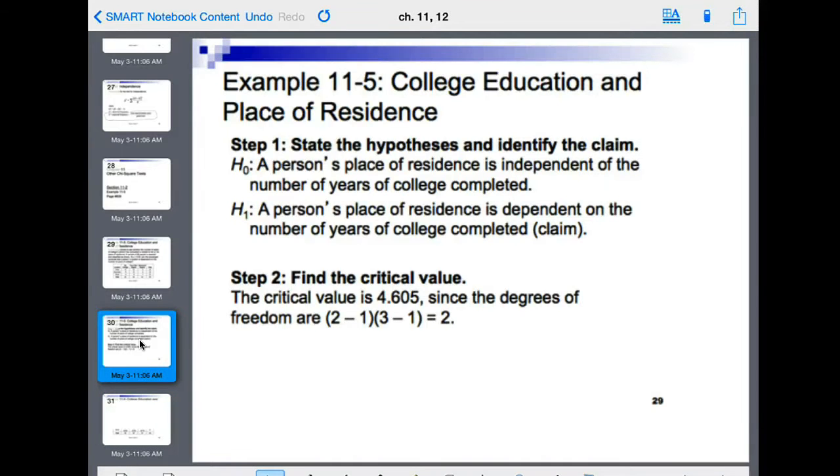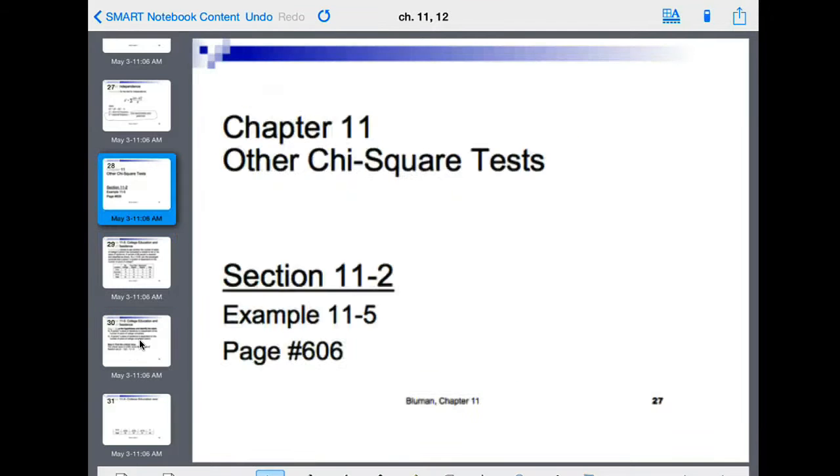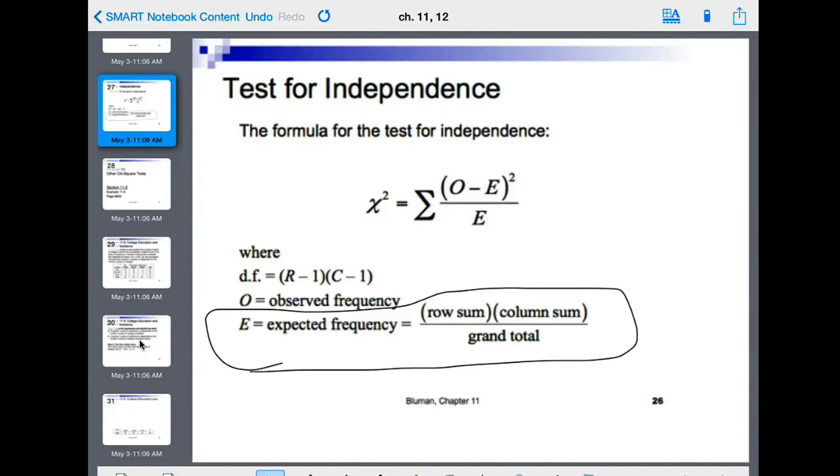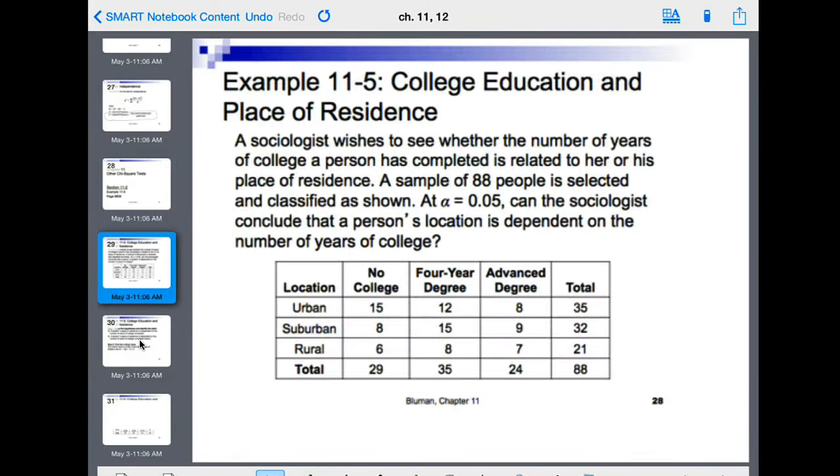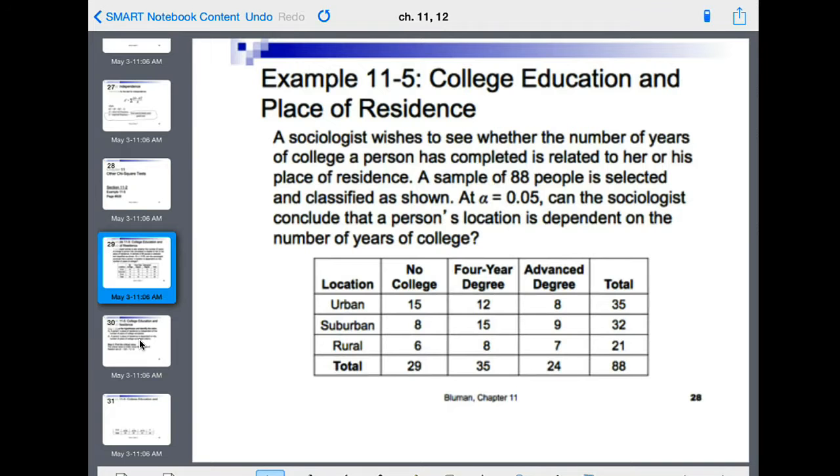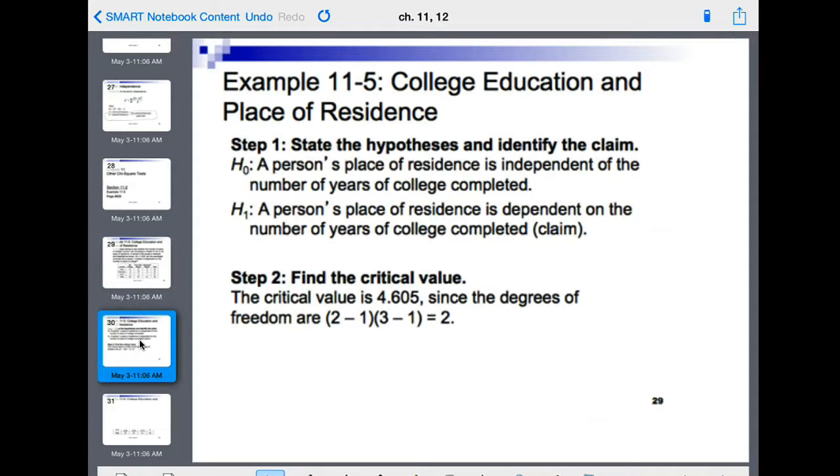If we go back to our formula on this chart, I'm just going to go back a few pages here. It says the degrees of freedom is number of rows minus 1 times number of columns minus 1. If I look at this table, the number of rows is 1, 2, 3, and the number of columns is 1, 2, 3. So it should be 2 and 2, which is 4. I have to get my table here. 4 degrees of freedom, because it's 3 minus 1 and 3 minus 1.